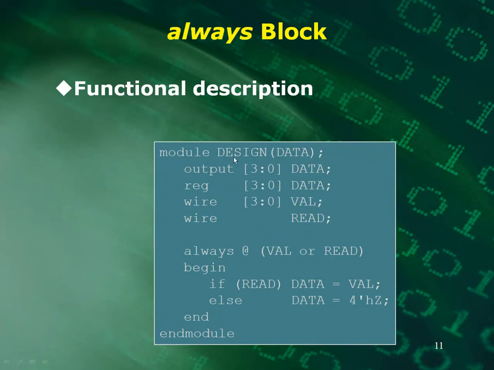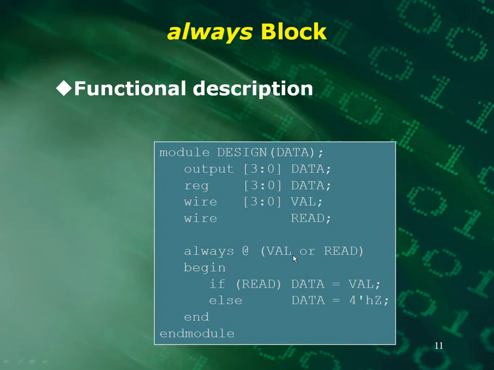So here's the description we have of this module called design. And we have an output data, and data right here is a 4-bit wide register. Now, I'll just mention, this is compatible with the 1995 version of Verilog. In the newer 2001 version, you can put this reg right here after output, so you wouldn't have to have two separate lines. So here we have an output, 4 bits wide, and we have a wire that we're using in this module called val, and another wire called read.